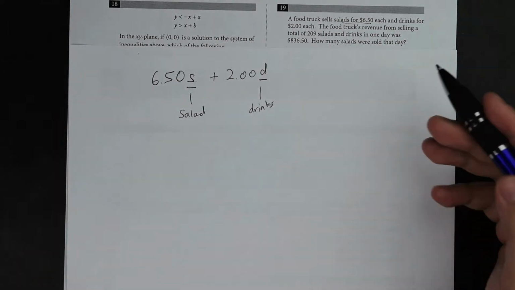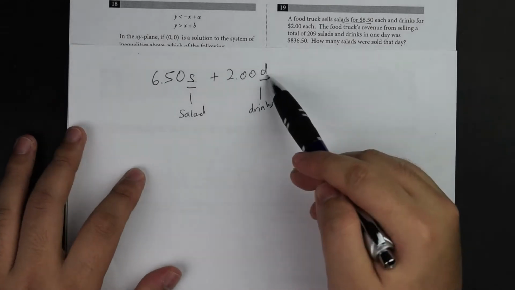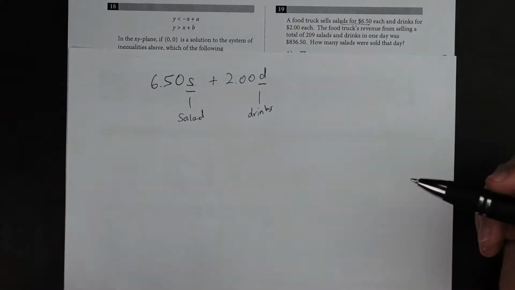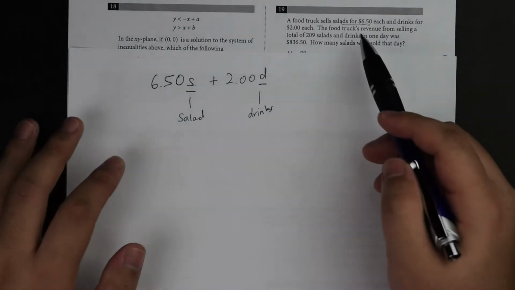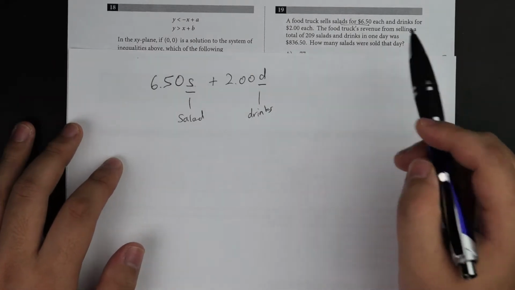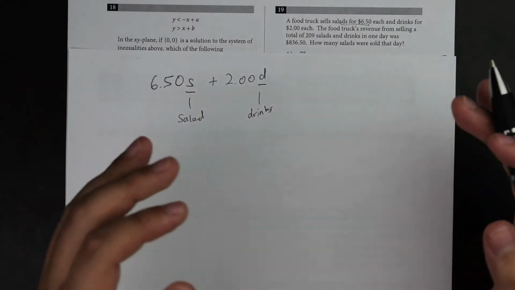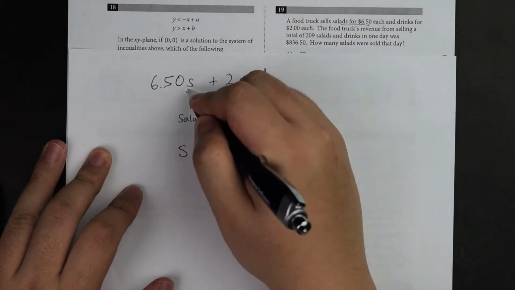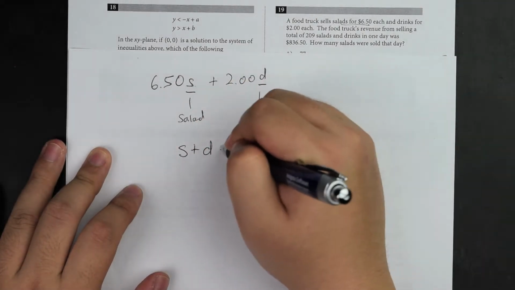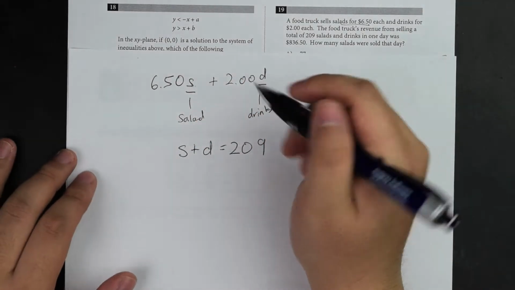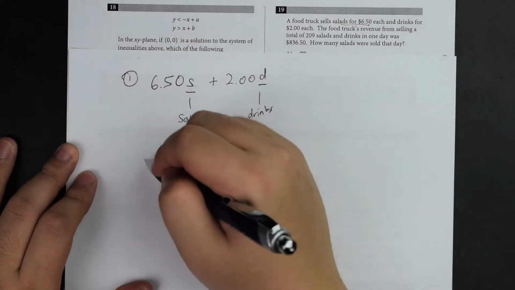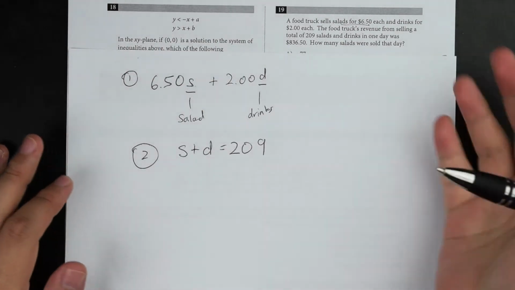And so right off, I noticed that when I see two variables in this question, that means I need two equations. The question tells me that the food truck revenue is from selling a total of 209 salads and drinks. So the total number of salads and total number of drinks will have to equal 209. And that'll be in one of my equations. So this is equation 1, equation 2. This is not done because I don't know my price.